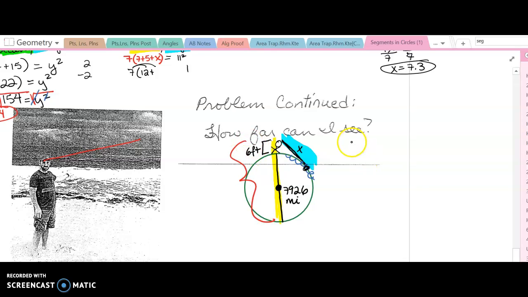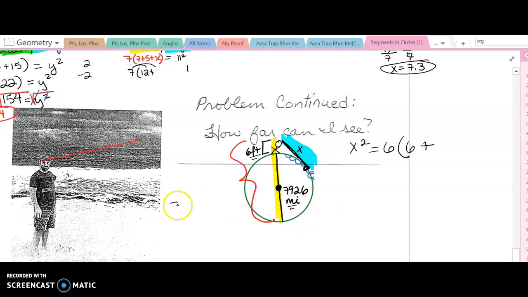So if I do secant tangent, I'm talking about the part outside the circle, the tangent line squared, which is his line of sight from his eyeball to the place where he can no longer see on the horizon. And then the part outside the circle would be the 6 for the secant. And on the inside would be 6 plus the diameter. Now let's be consistent. This is feet, this is miles.